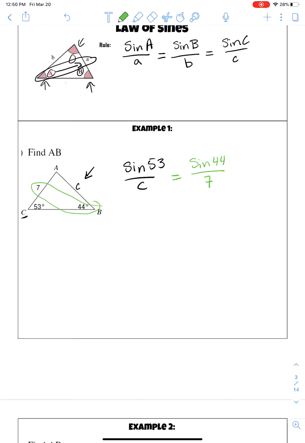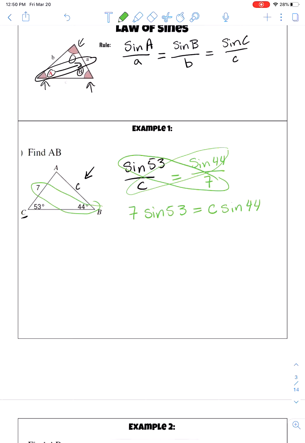We know these are equivalent fractions basically, and we need to solve for a missing side. So we're gonna cross multiply. In other words, we're multiplying by 7 to get it out from the denominator. We're multiplying by c to get it out from the denominator. So then we're gonna get 7 times the sine of 53 is going to be equal to c times the sine of 44. Again, cross multiplication is just inverse operations. We're just getting rid of the fractions here.